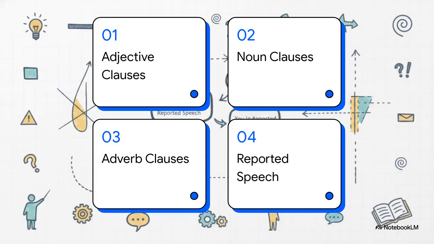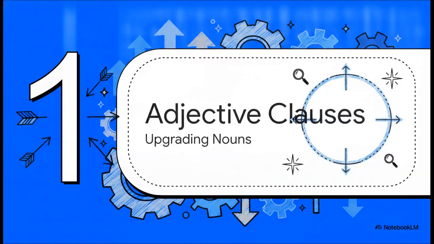Okay, so here's our roadmap for today. First, upgrading nouns, adjective clauses. Then, noun clauses, ideas as objects. After that, adverb clauses, the context. And finally, the art of reported speech. All right, let's dive right into section 1, upgrading nouns, adjective clauses.